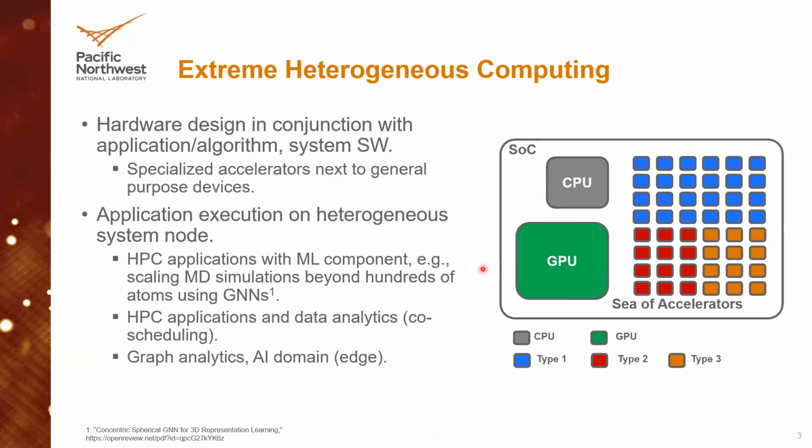The use cases might include where you have an HPC application with a machine learning component. For example, you want to scale molecular dynamics simulations, atomic simulations, beyond a certain number of atoms, and you can do this using graph neural networks, for example. There's also a use case where your HPC applications are generating data, and data analytics can be performed in parallel as the simulation is running.